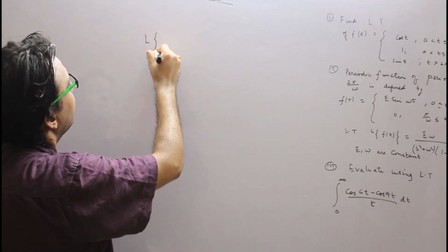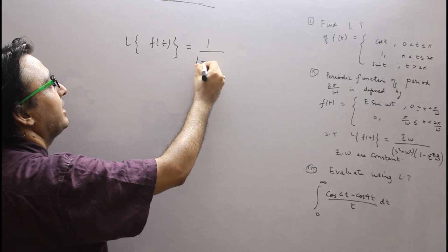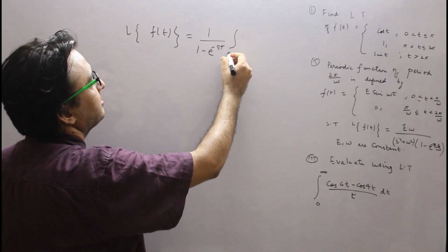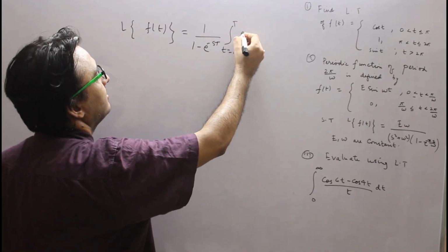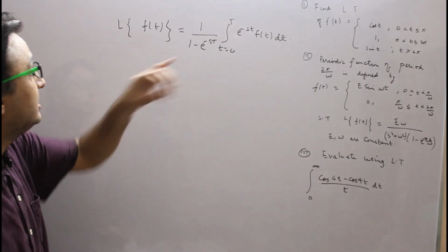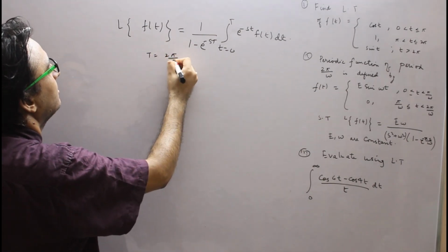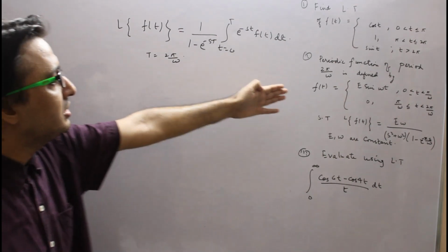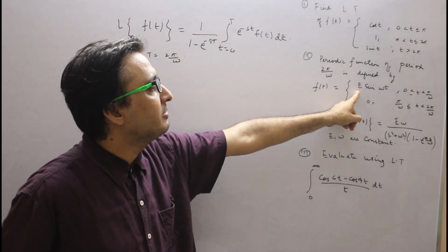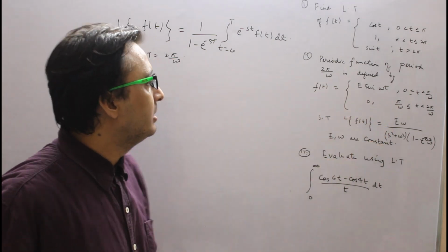That property is, if any function is periodic, then its Laplace transform is 1 by 1 minus e to the power minus sT, times the integral from 0 to capital T of e to the power minus st f(t) dt. So here T is the period. Here our period is given as 2 pi by omega. Fine. And our function is broken down into two components. For values 0 to pi by omega, our function is e sin omega t, and it is not defined, that is 0, from pi by omega to 2 pi by omega.